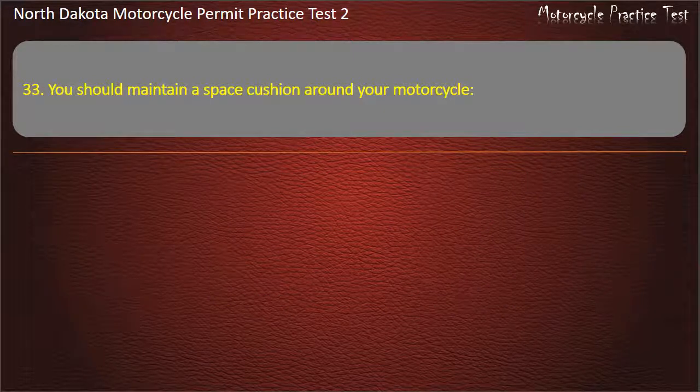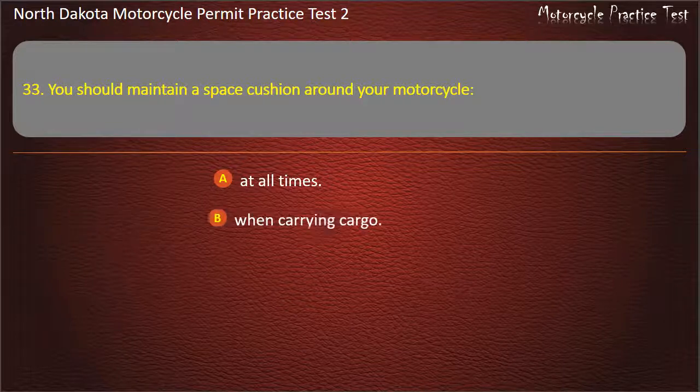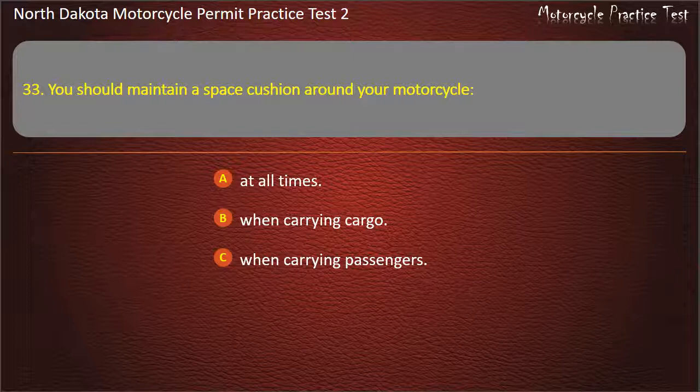Question 33. You should maintain a space cushion around your motorcycle: when carrying cargo, when carrying passengers, when first learning to ride, at all times. Answer: at all times.